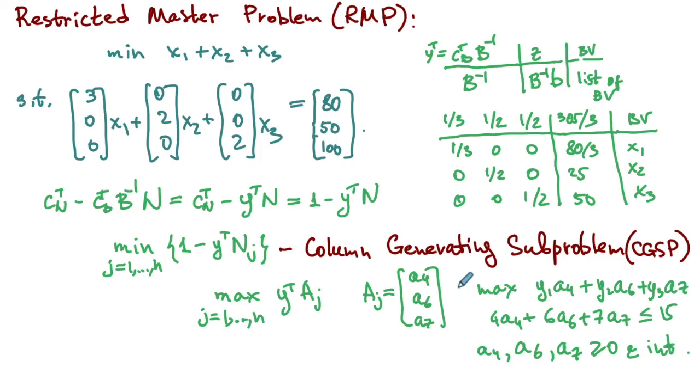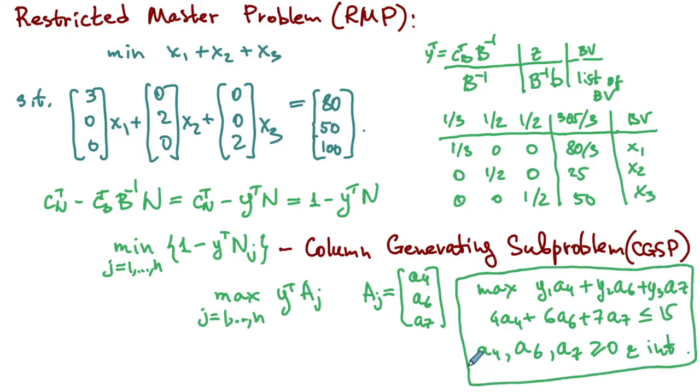So this is our column generating subproblem for our problem that we are looking at. And here y1, y2 and y3 would be the values of the dual variables that we get from here. And we can see that actually the problem that we have to solve as the column generating subproblem for the cutting stock problem is nothing else but the classical knapsack problem.